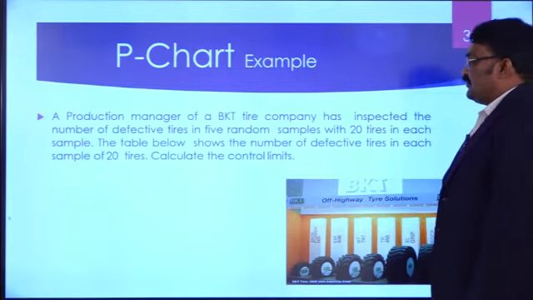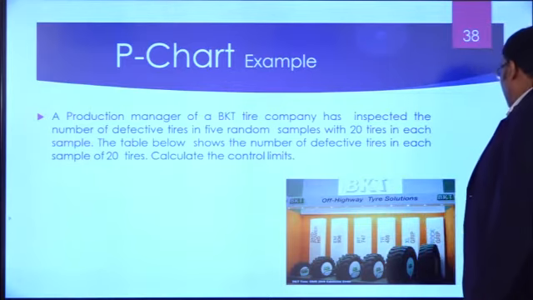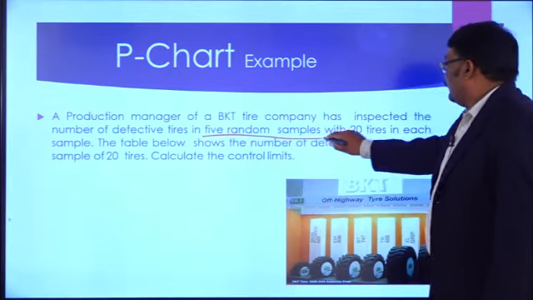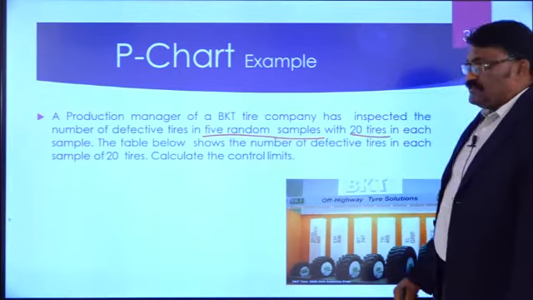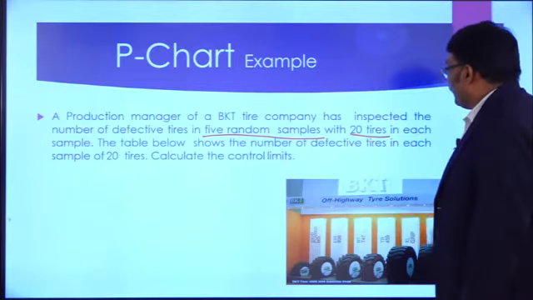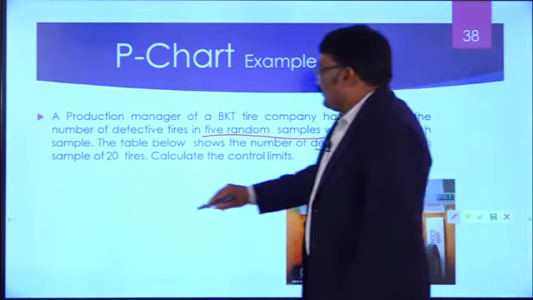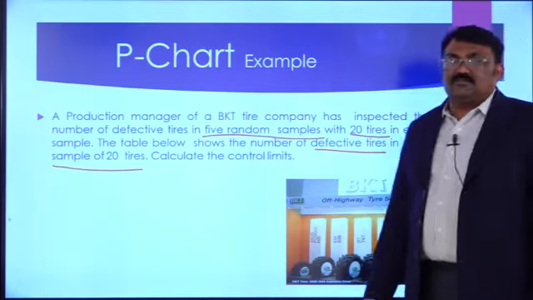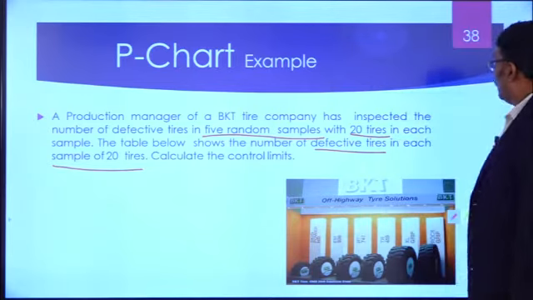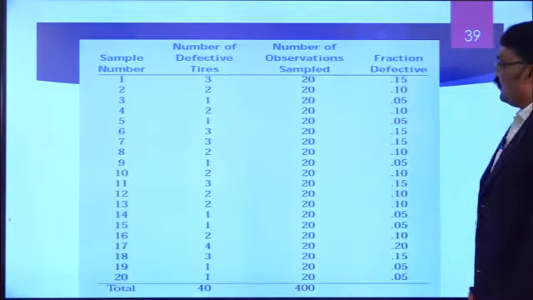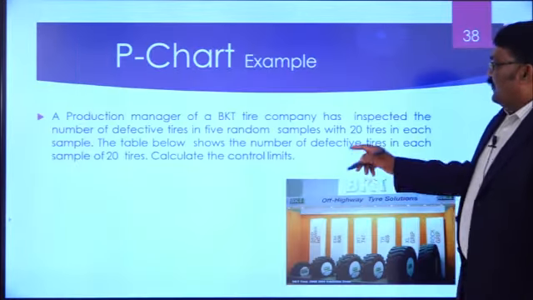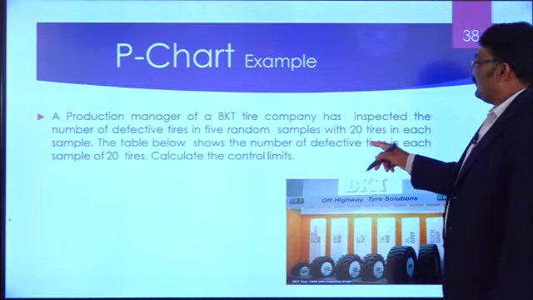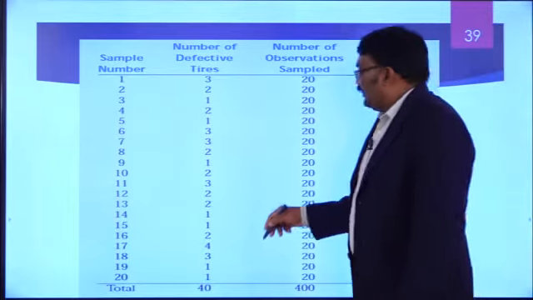The production manager of BKT tire company has inspected and has identified what? There are 20 random samples with 20 tires in each, and it shows the number of defective tires in each sample of 20 tires. So, based on these factors, we are supposed to calculate the control limits. Now, see, there are 20 samples.